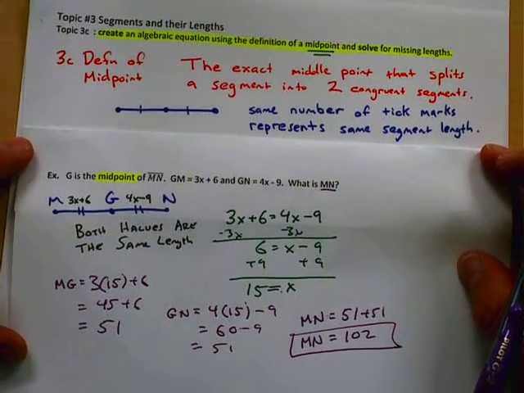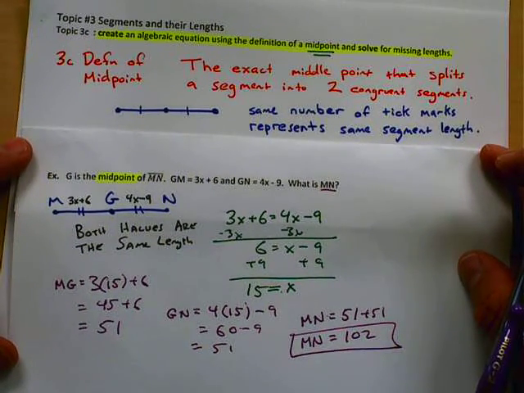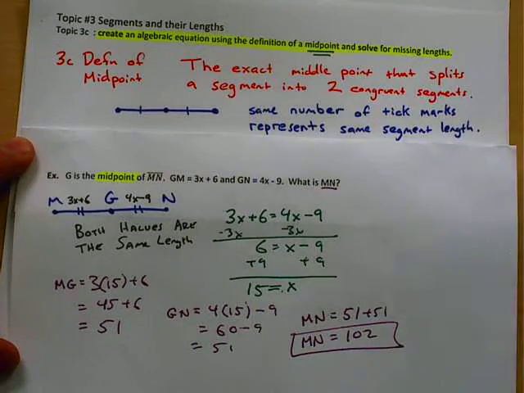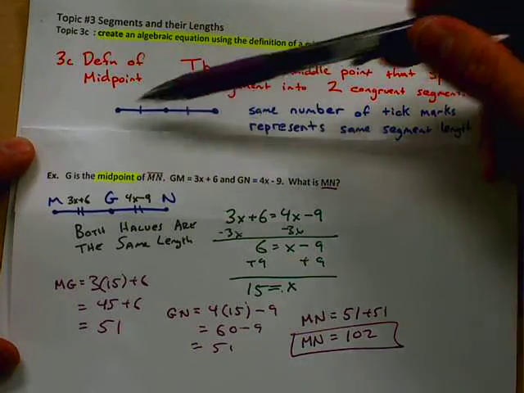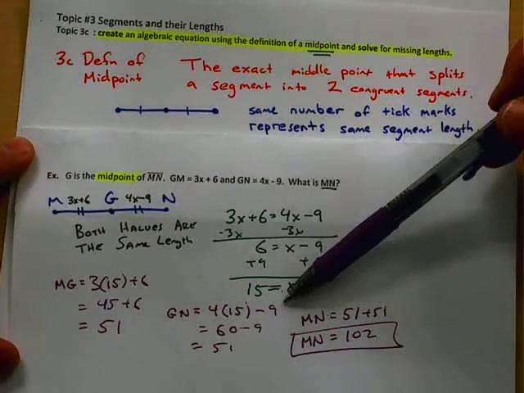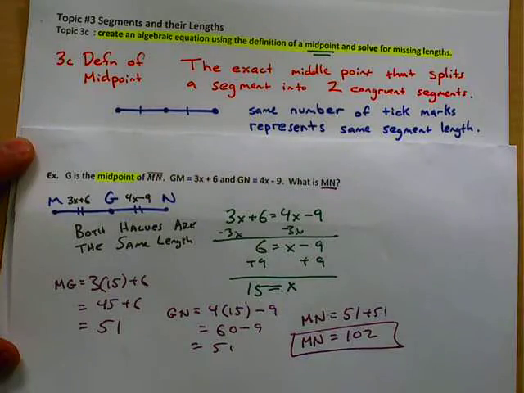And that's pretty much it for midpoint. Just make sure you realize that it's not the midpoint formula, it's the definition of midpoint. Using the definition of midpoint, we can set these two equal to each other, solve for x, plug it back in, and find the actual lengths. And that's about all I have for 3C.